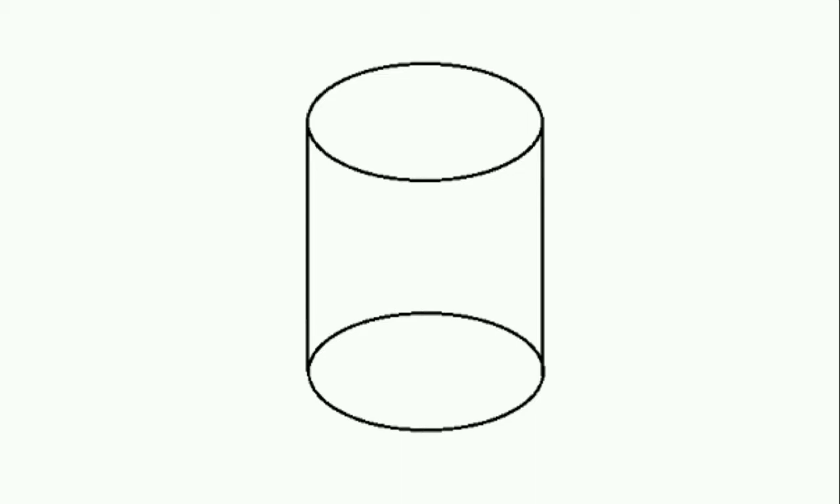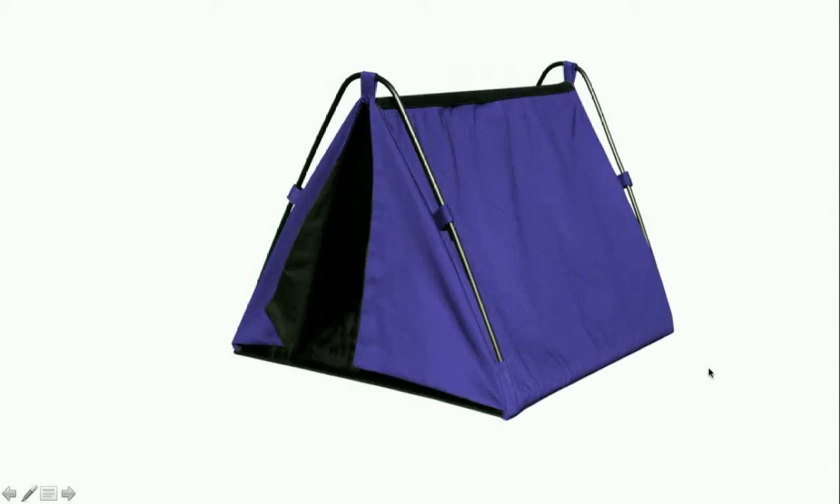That's right. This is a cylinder. Imagine that this top part is flat and this bottom part is flat too. This side you'd have to see X-ray vision through on the bottom. All right. Now we're getting tricky. Now this is the tent. Do you know what shape this tent is?